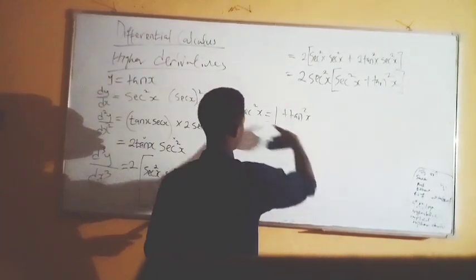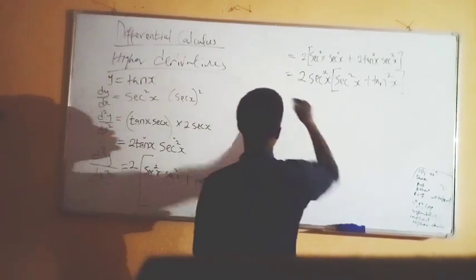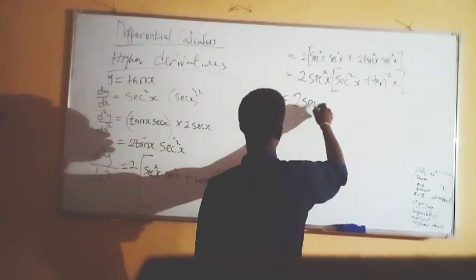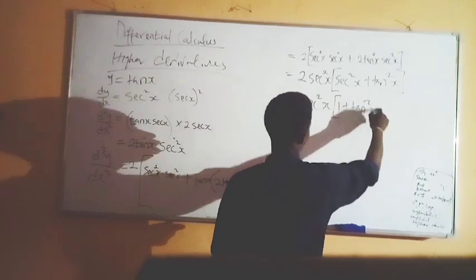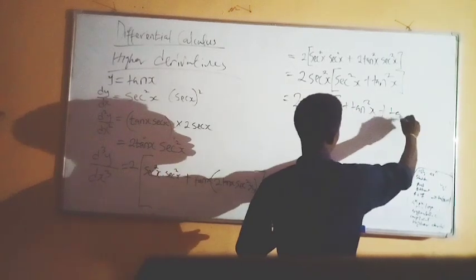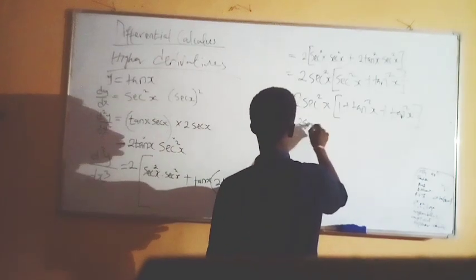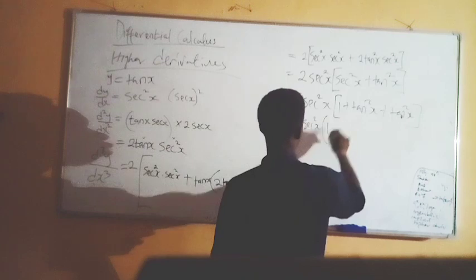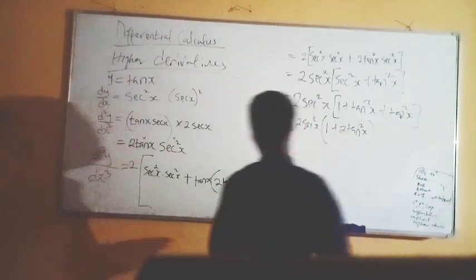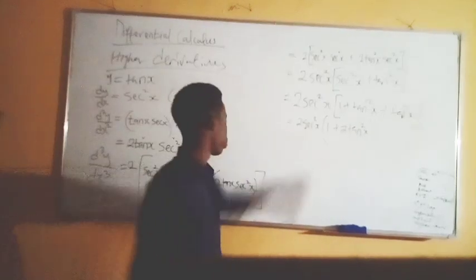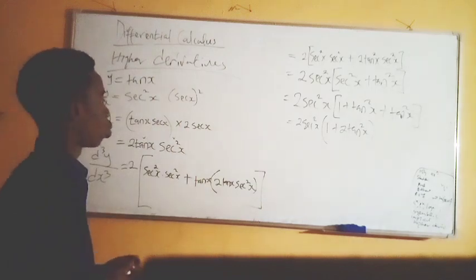So if we put this in that equation, we're going to get 2 sec squared x into 1 plus tan squared x plus tan squared x, which gives me 2 sec squared x into 1 plus 2 tan squared x. So this is the third derivative. You can continue further if you wish. Okay.